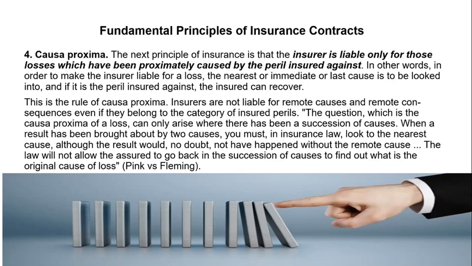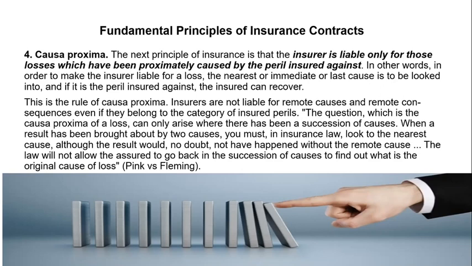For instance, if seawater seeps into the vessel's cargo hold through a hole in the vessel's shell plating, thereby damaging the cargo in the hold, the proximate cause is not the contact with the seawater. Rather, it is a defect in the vessel structure. So they will look at the proximate cause of the damage before the insurer decides to indemnify you. This is the rule of causa proxima.